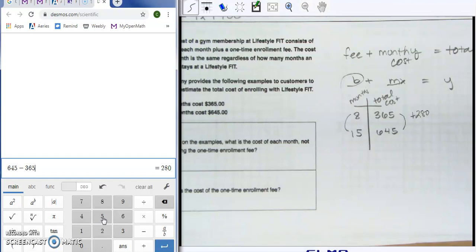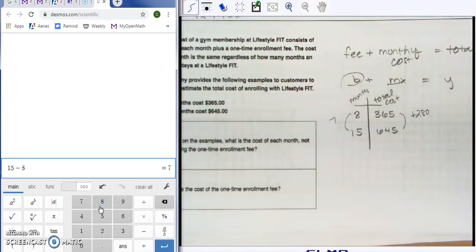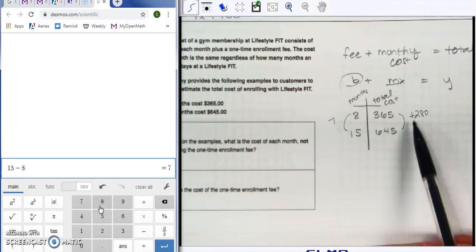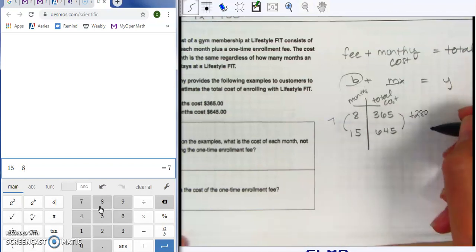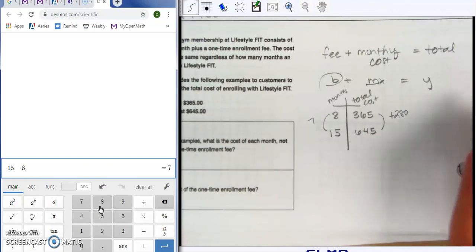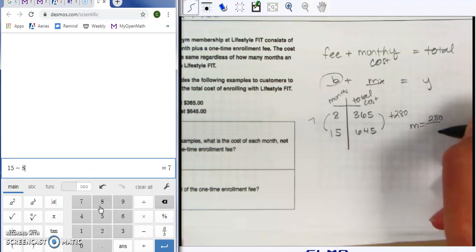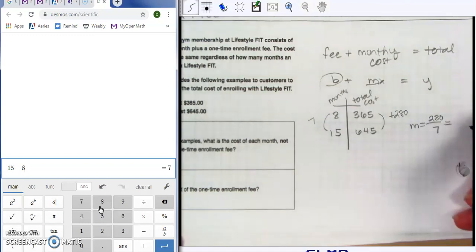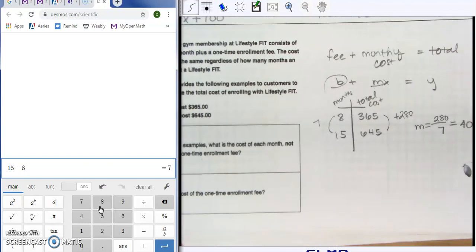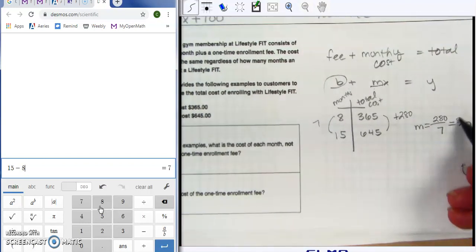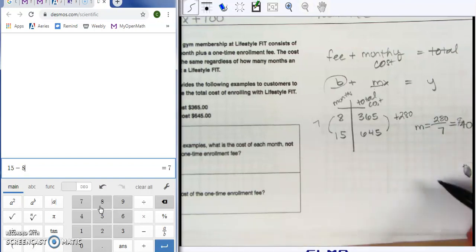For how many more months? Again, you should be able to do this in your head, but just in case there is that calculator, the change in months was 7. So for 7 more months, we paid an extra $280. So I'm going to go ahead and write that as a slope because that's what it is. It's the change in the cost per the number of months. And so when we divide 280 by 7, we end up getting 40. So that's going to be our total change in cost for each additional month. So we paid an extra $40 for each month after that.